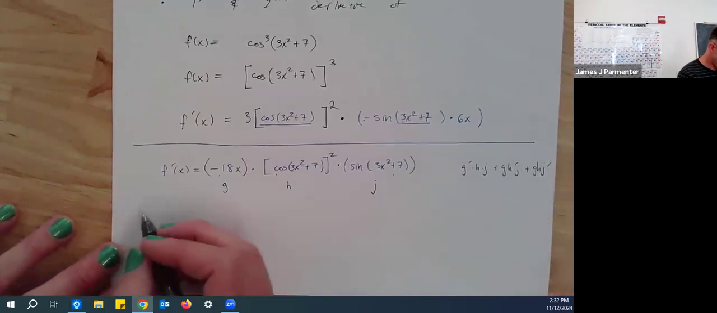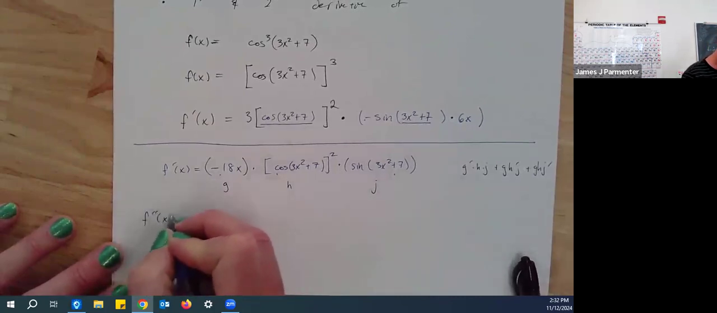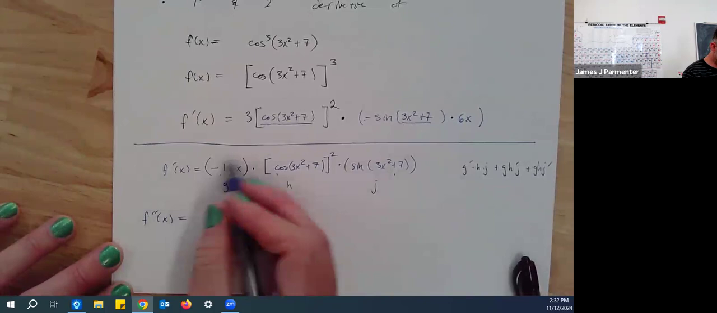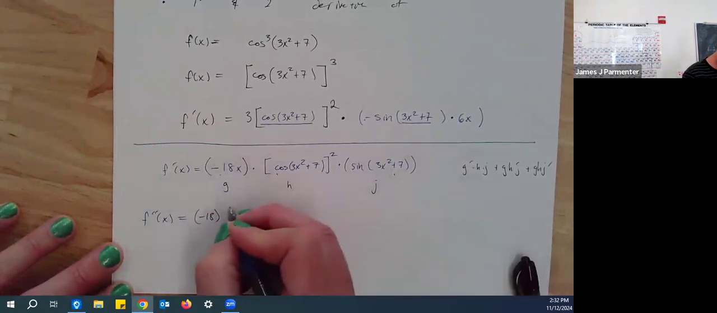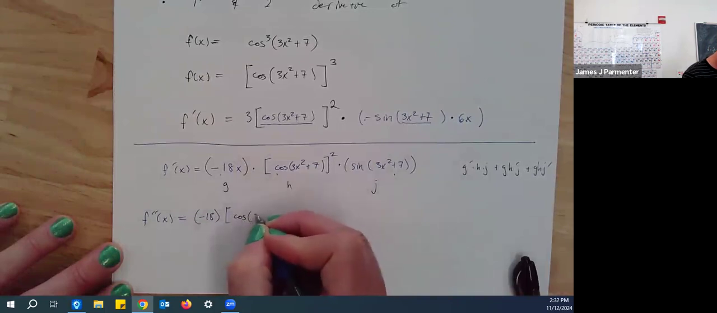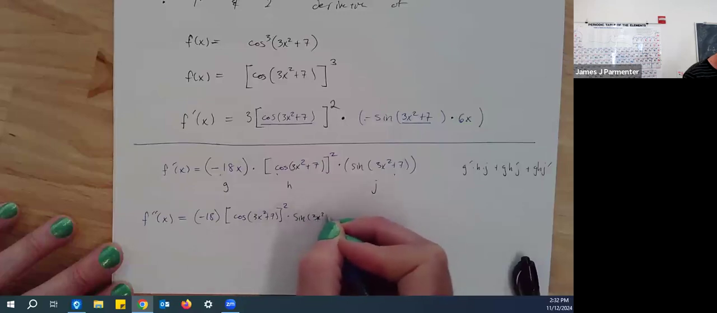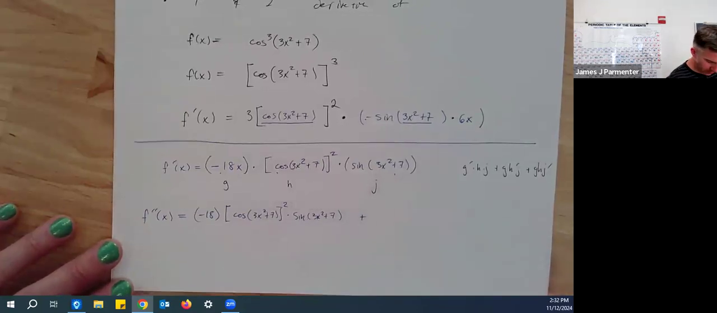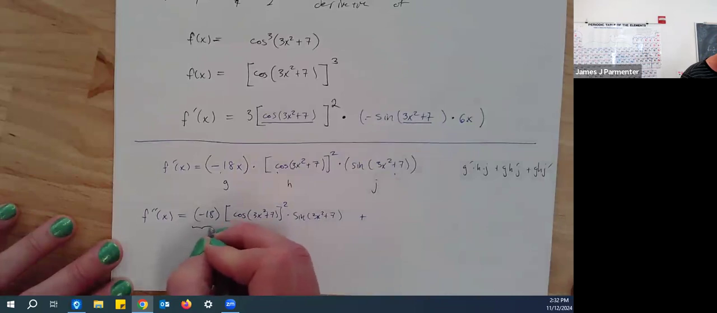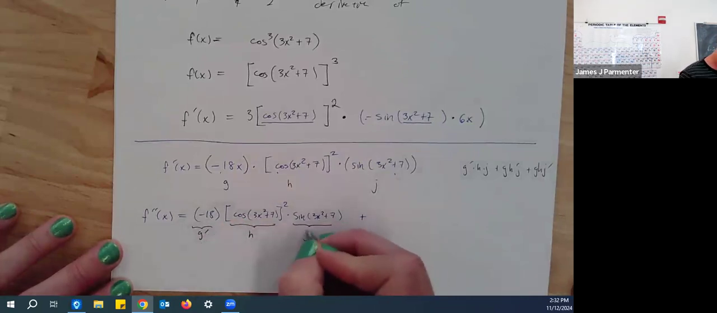So for f double prime, got a little too excited with the second derivative here. The derivative of G is going to be negative 18, and then we're going to multiply it by the other 2 pieces left alone. It's kind of terrible to write out. Cosine of 3x squared plus 7, squared, times sine of 3x squared plus 7. Plus, and again, I guess I should go ahead and write the notation here. All right, so there's my G prime times H times J.